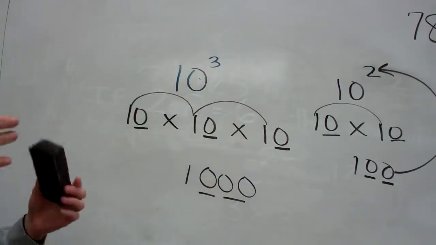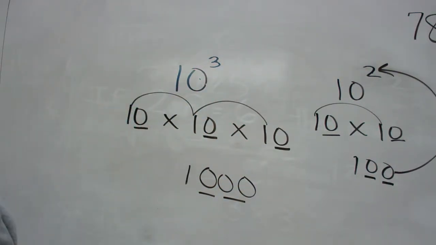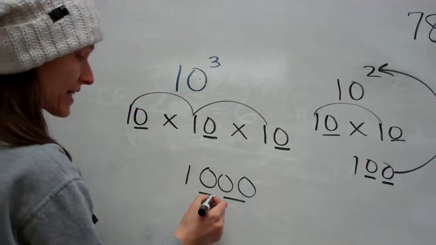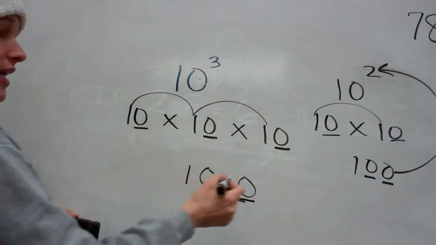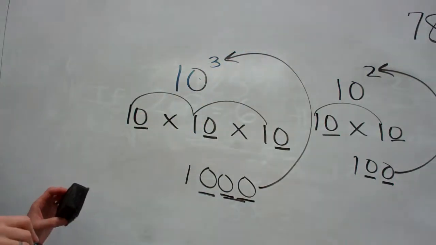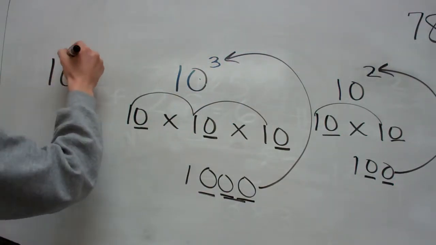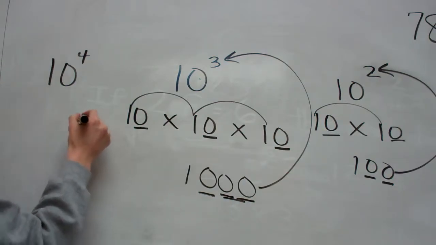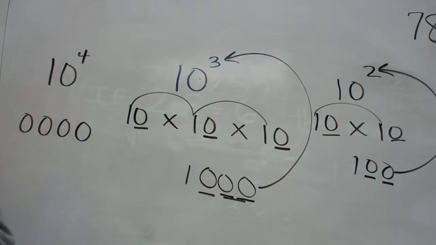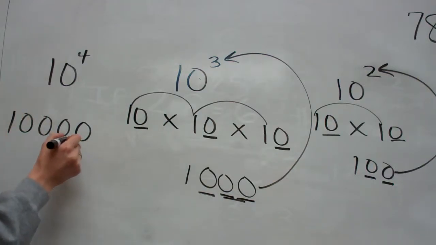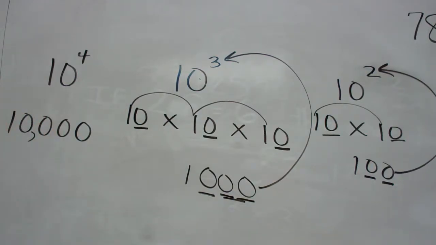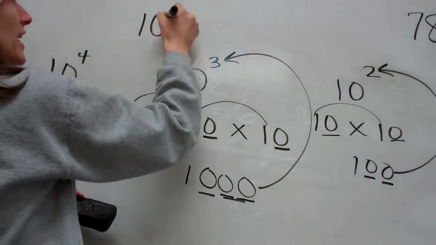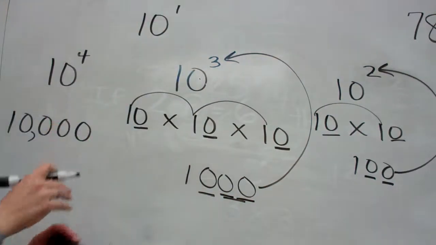10 cubed equals how many zeros? I'm sorry, it is cubed, but y'all haven't learned that talk yet. 10 to the third power has how many zeros? 3. So 10 to the fourth power would have how many zeros? 4, a 1 with 4 zeros. It's really cool. Got it? Everybody feel like they understand? Okay. What would 10 to the 1 power be?